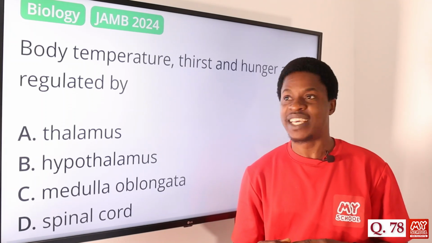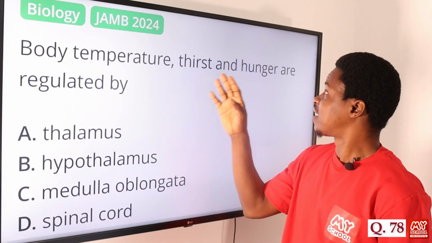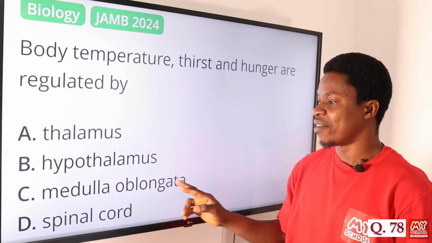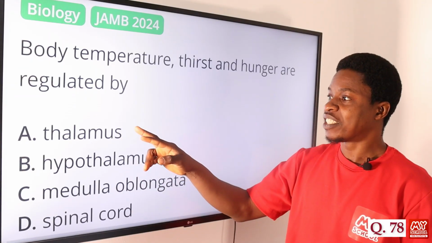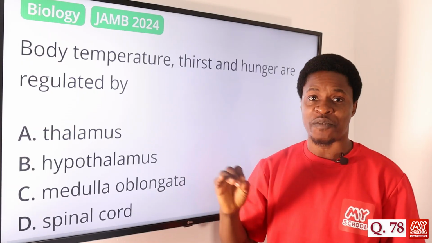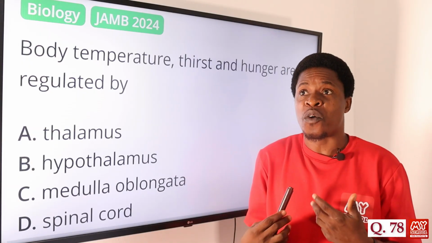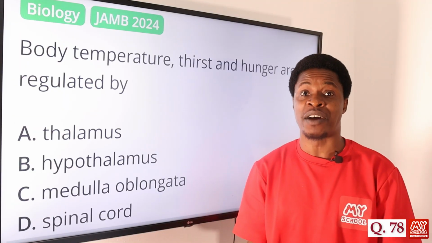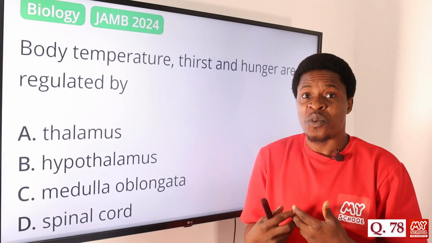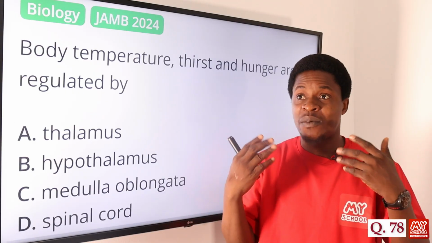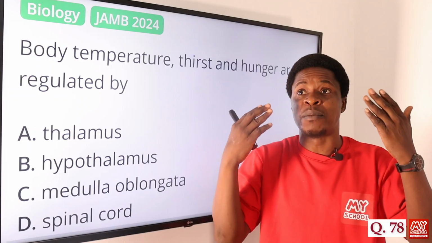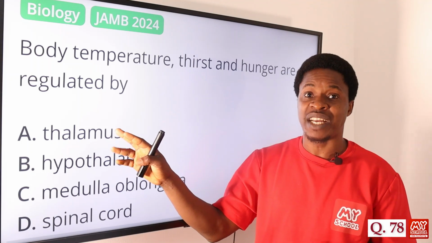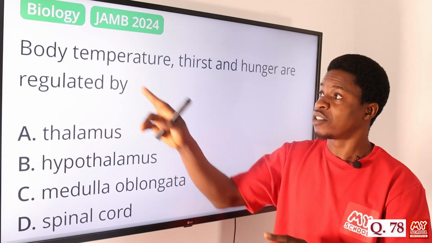Now question 78. Body temperature, thirst, and hunger are regulated by what? We have thalamus, we have hypothalamus, we have medulla oblongata, we have the spinal cord. The thalamus actually is the part of the brain that is responsible for alertness. Someone is conscious, something is happening around you, you are conscious about it, you are alert. Learning, someone is learning. The memory, someone is able to learn and keep, whether short memory or long memory. The thalamus is actually the part of the brain that is responsible for that, not for this.